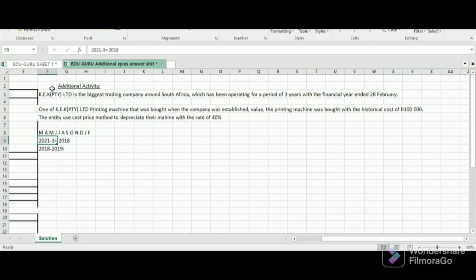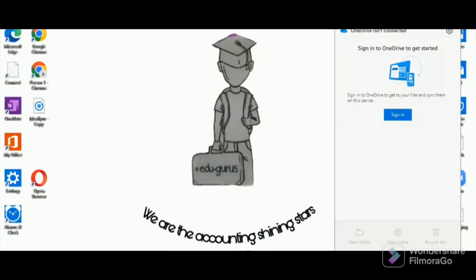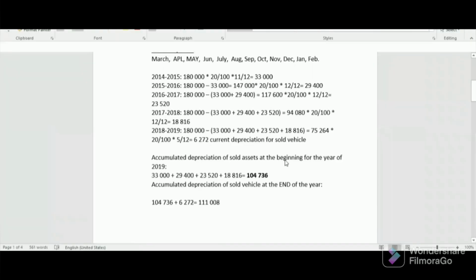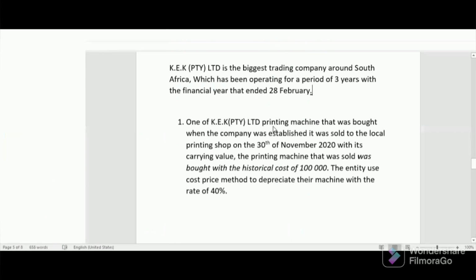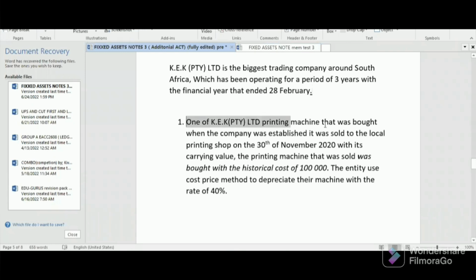So let's continue with our information here and see what happened when the company was established. Guys, it's very important to analyze your information attentively. Let us go back to our activity here. It says one of KAEKP2I LTD's printing machines was bought when the company was established. So we know the printing machine was bought on the 1st of March 2018. What happened to it? It was sold to the local printing shop on the 30th of November 2020.